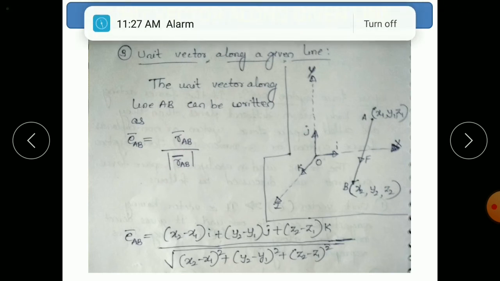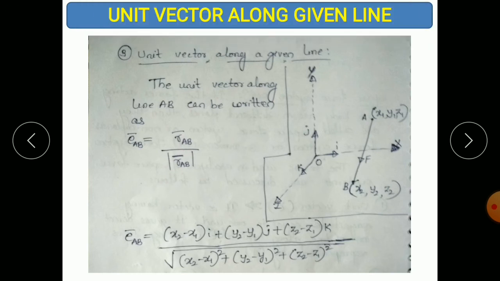So the magnitude is given by the square root of (x2 minus x1) whole square plus (y2 minus y1) whole square plus (z2 minus z1) whole square. So this is completely under the square root. So this will give the unit vector along the given line.